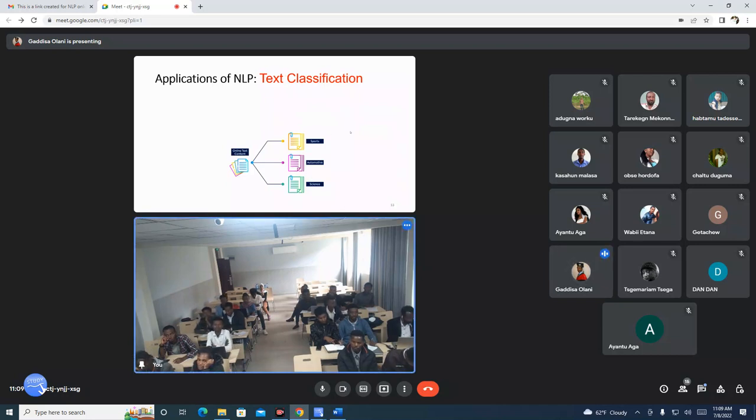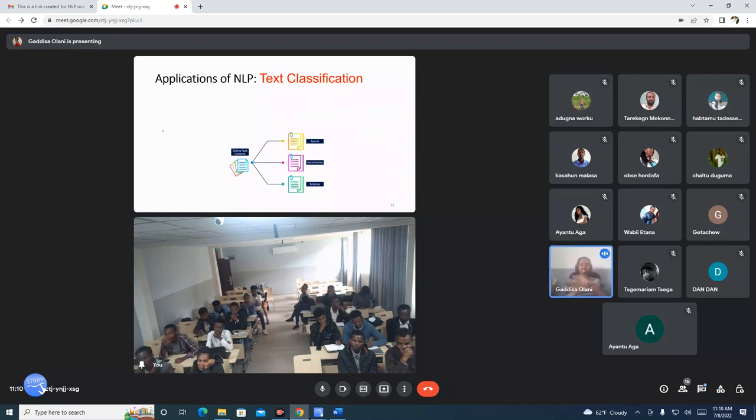Okay. So the other task is text classification. Given an unstructured set of data, the task here is to classify those documents into different categories. So let's say 10,000 PDF files.